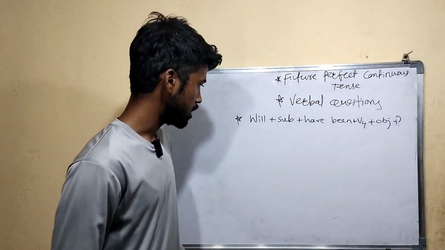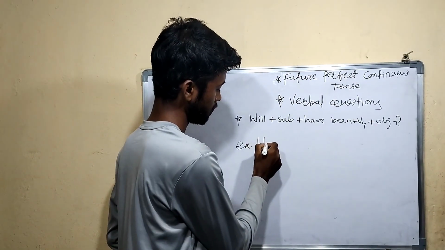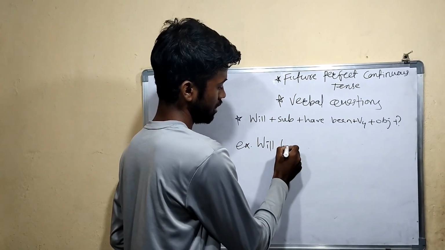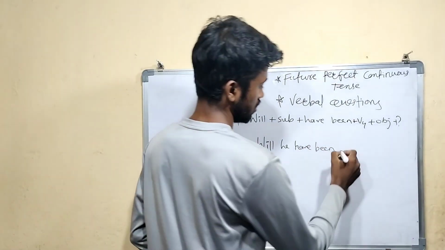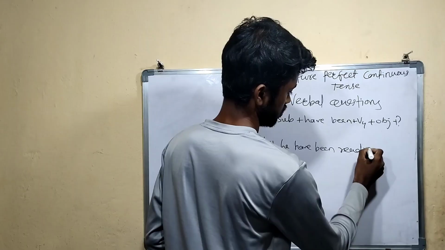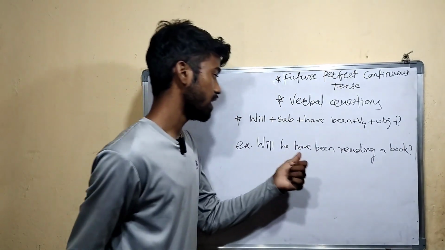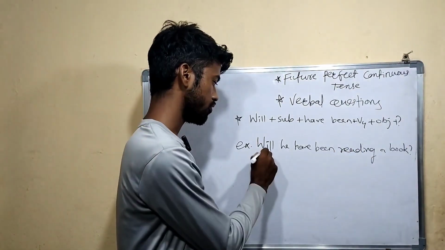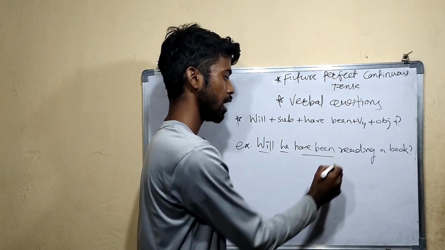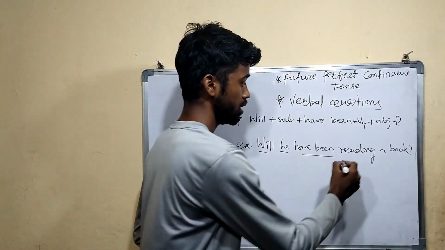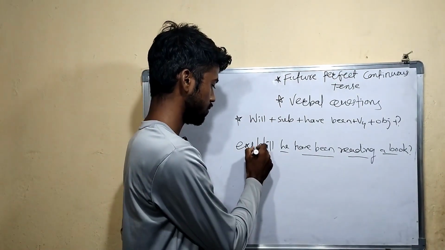Okay, now let's see the examples. So first example, will he have been reading a book? Will he have been reading a book? Now at the first position, will. After that subject, after that have been. So here there are three helping verbs. After that fourth form of verb, and in the last object. Okay, now let's take one more example.